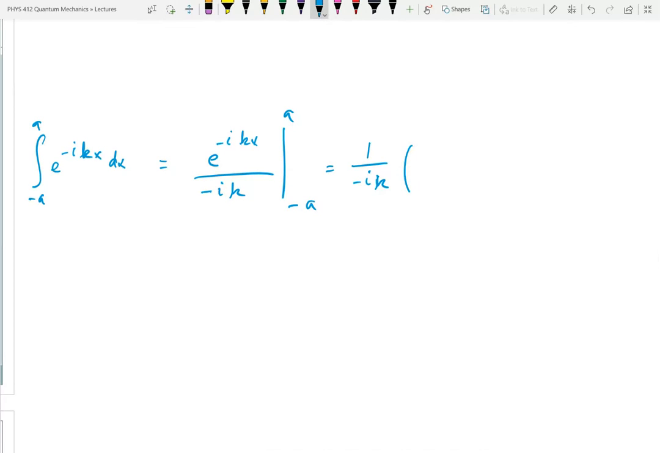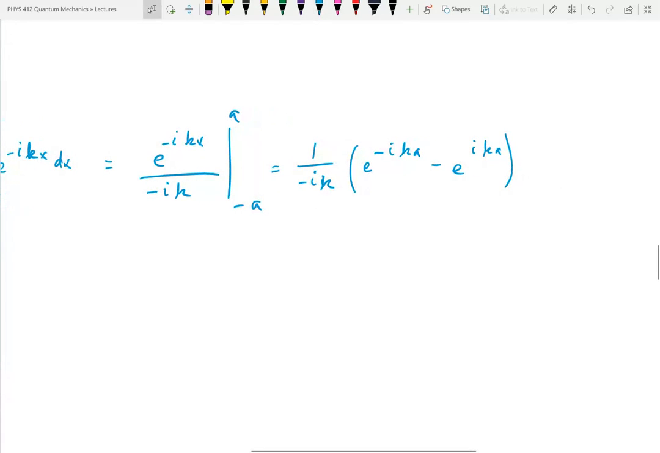So we have, putting in, I brought out the 1 over minus ik. I'll worry about the signs and whatnot at the end. And then putting in my limits, e to the minus ika minus e to the minus, and minus makes it plus ika. No mistakes, I don't think.